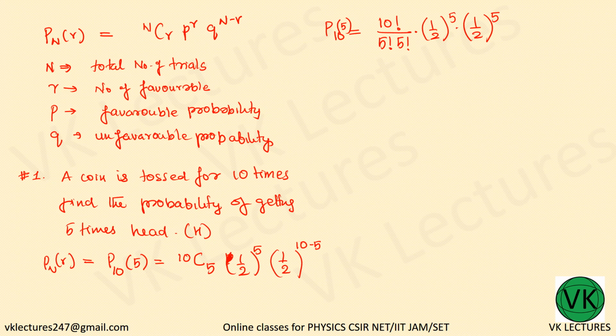Now the question number 2. Here again a coin is tossed for 3 times. And remember that a coin tossed for 3 times, or 3 coins tossed simultaneously, both have the same sample space.